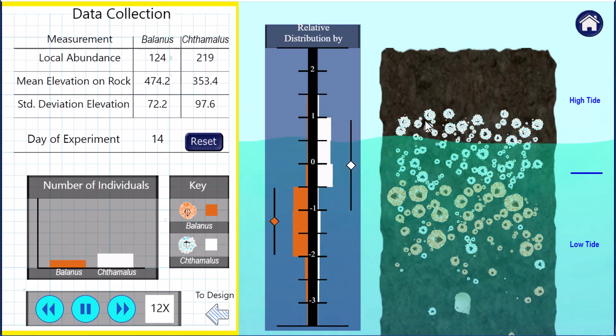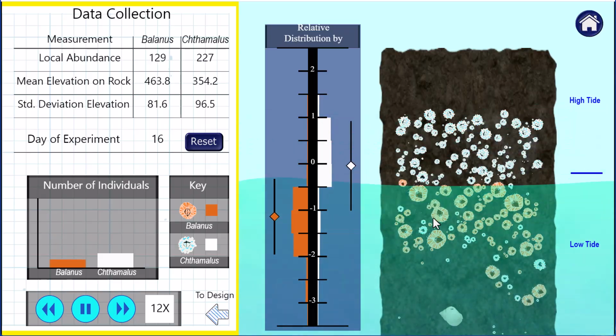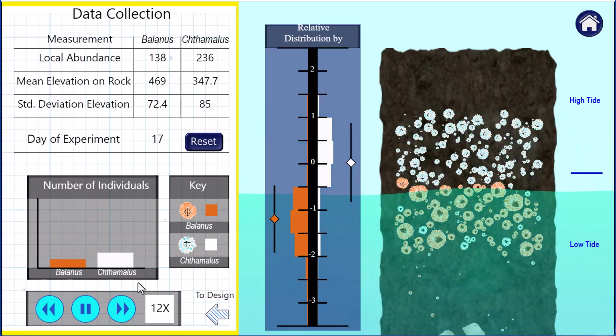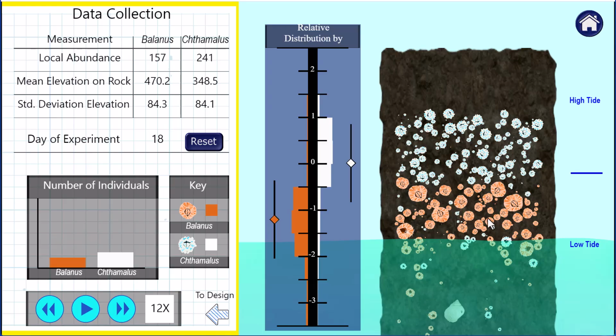When we run the simulation, we can see the tide going up and down, and we can see the different barnacles establishing themselves. We can see mostly the orange barnacles down here, and we see their frequency distribution over here. We see a lot of the whites up here, and the frequency distribution there.